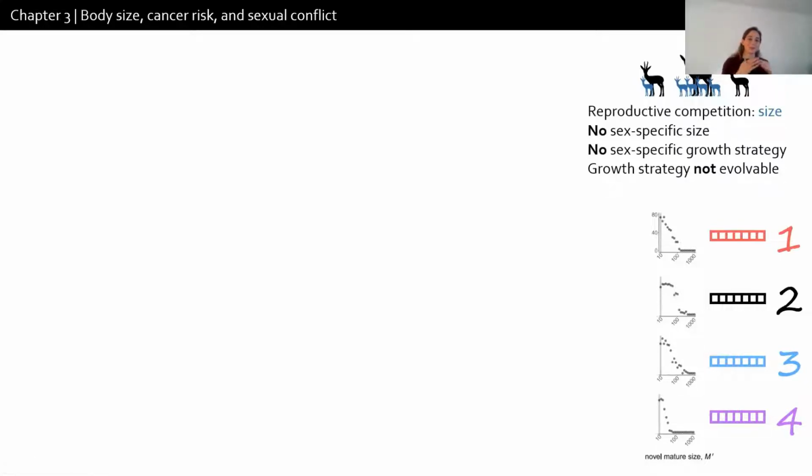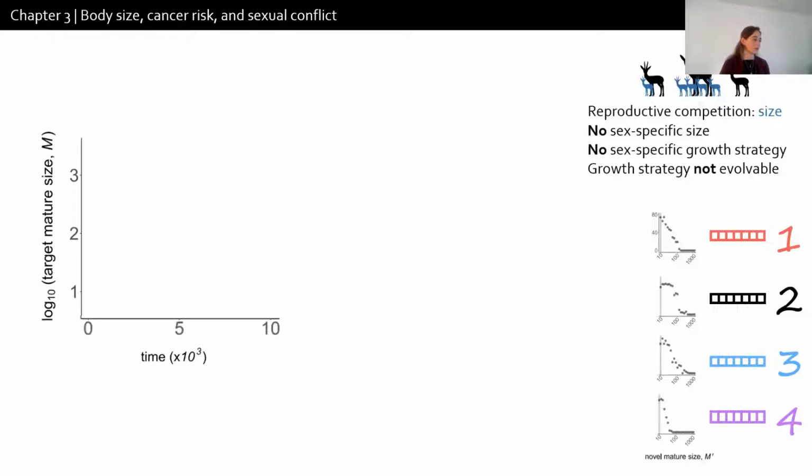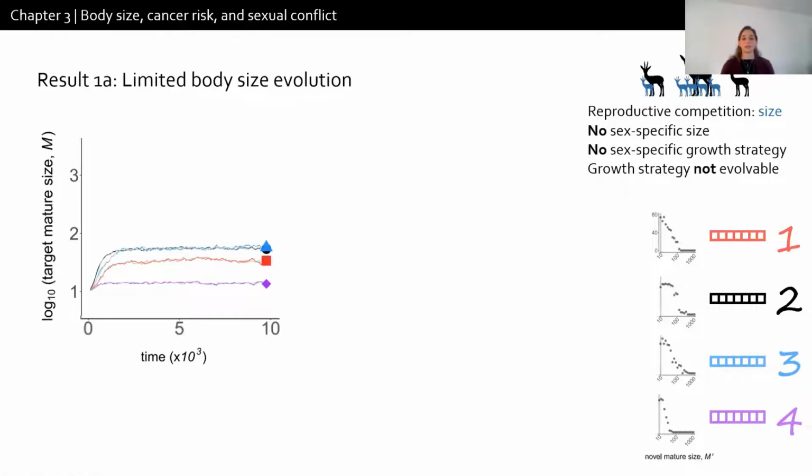So once this population started with a set of traits, they did not change the traits as response to anything. So in the results, I'll show in the x-axis time and the y-axis the target mature size that is evolved. And you can see that with the size selection in both sexes, size increased in time. But this was not an open-ended increase, so this increase was limited.